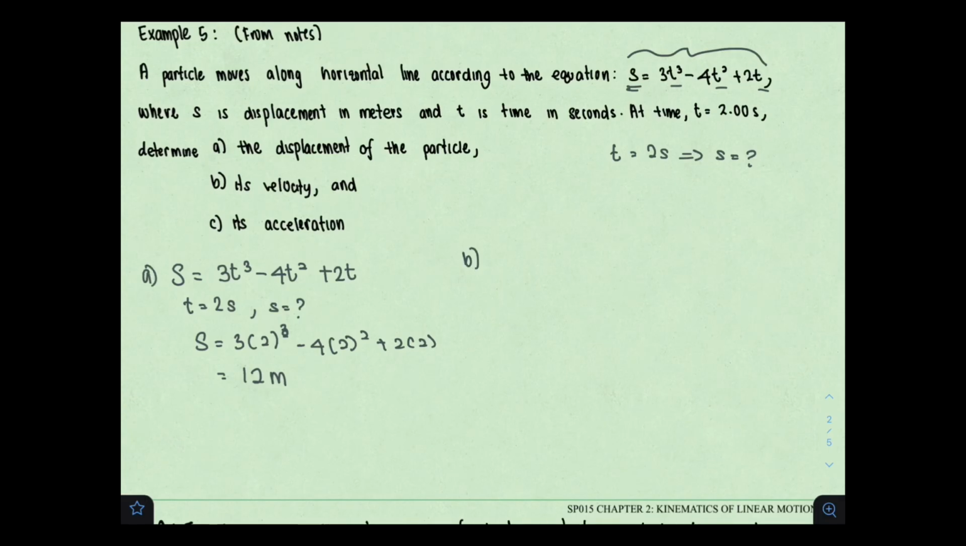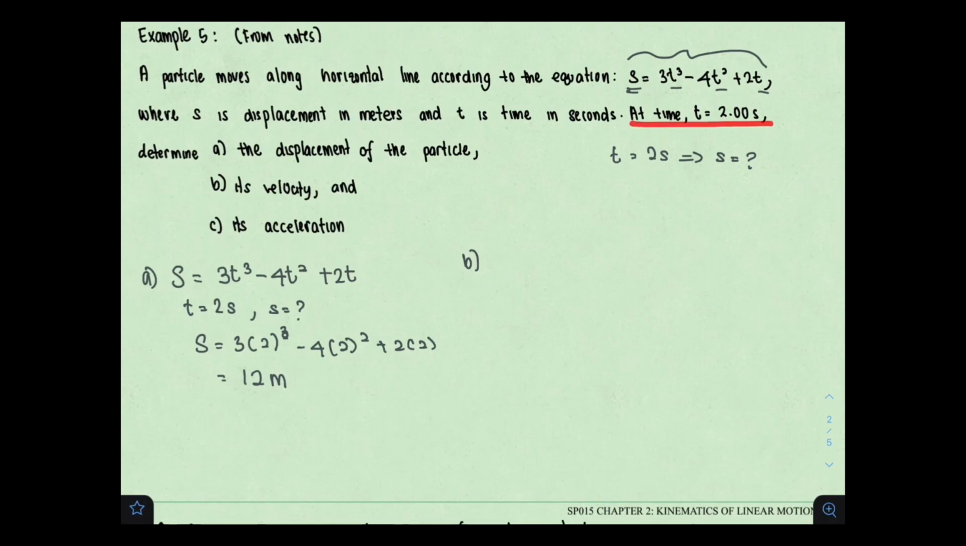It says it still depends on the second second. At t is equals to 2 second, determine its velocity. Okay, so when it says at the second second, find the velocity, we are talking about instantaneous velocity. V instantaneous, at t is equals to 2 second.